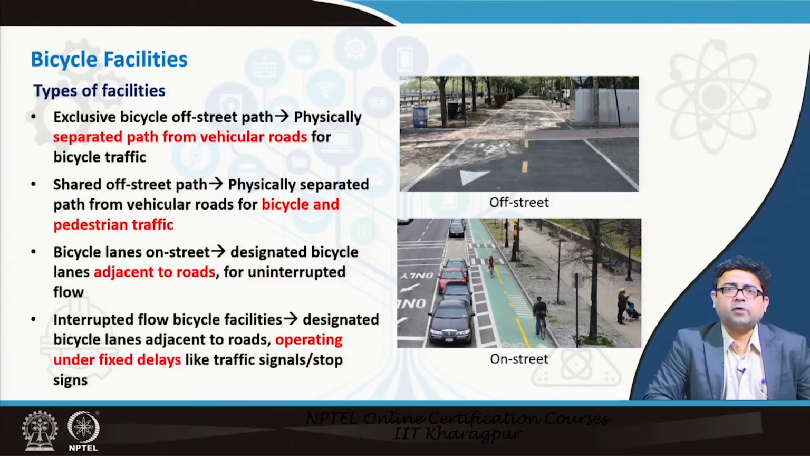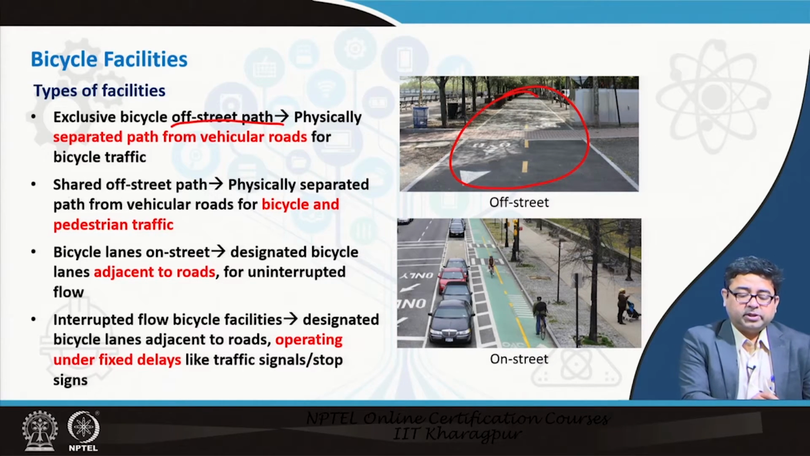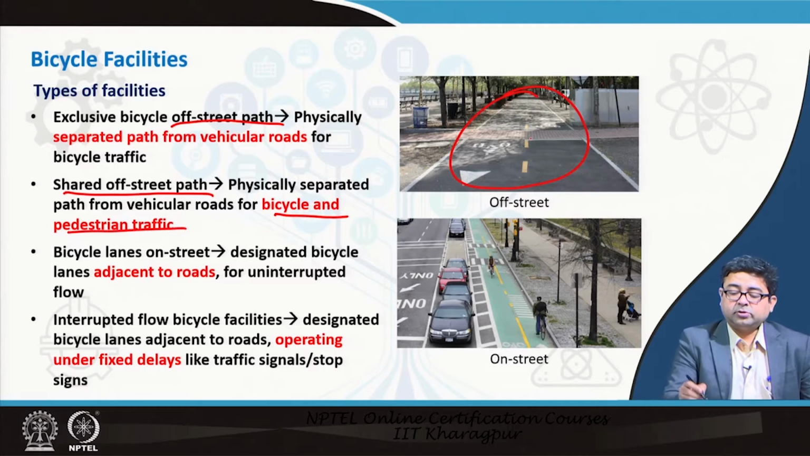When we talk about an exclusive off-street bicycle path, what we usually mean is a physically separated path from vehicular roads, only for bicycle traffic. You might have seen such facilities where no other traffic is allowed other than bicycles. So, they are called exclusive bicycle off-street paths. There could be shared off-street paths where bicycle and pedestrian traffic can share the same route. If this symbol shows only bicycle, there could be shared paths as well, where bicyclists and pedestrians can share the same path.